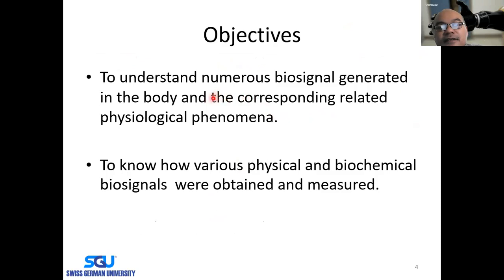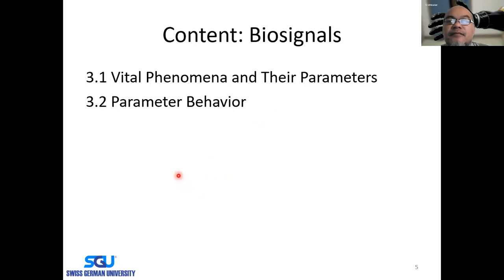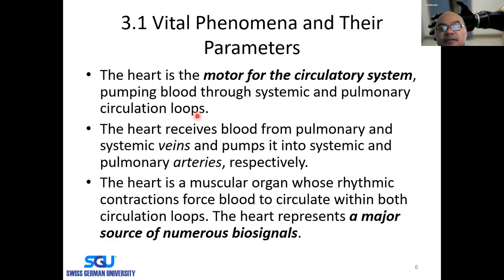The objective here is to understand the numerous biosignals generated in the body and the corresponding related physiological phenomena, and to know how these various physical and biochemical signals are obtained and measured. Here we will explain some of the vital phenomena, their parameters, and the behavior of these parameters. Vital phenomena are related to the signals coming from the heart, the circulatory system, and the respiratory system.